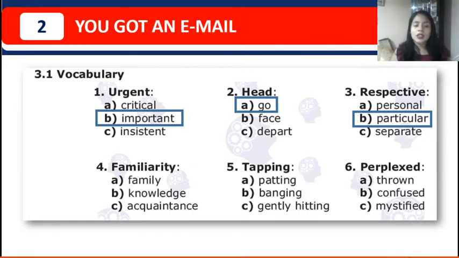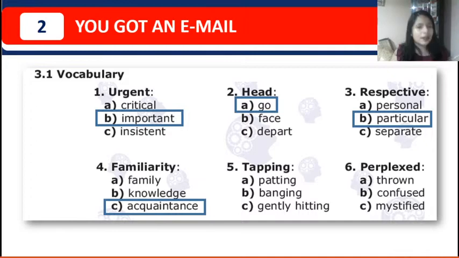Come on, let's go for number 4, please. Okay, guys, good. In number 4, we have familiarity. What do you think is the meaning of that word? Is it related to family, to knowledge, or to acquaintance? What do you think is the correct letter? A, B, or C? Yes, excellent, guys. It is the letter C, right?